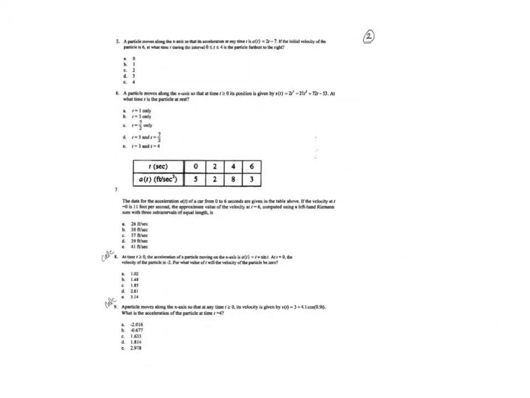On to the next page, you are going to include problem 5 and 6 as part of your homework. Those are both no calculator problems.